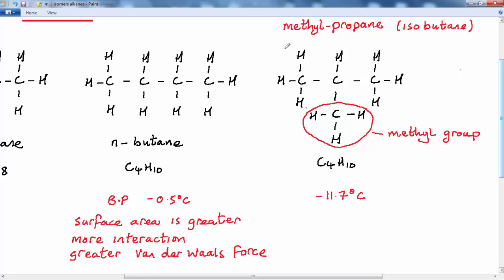So when we come to the methyl propane molecule, the overall surface area of the structure is smaller, therefore there will be less interaction between the molecules, and the resulting van der Waals forces between them will be weaker, which means that its boiling point will be lower. That's to say, this molecule finds it easier to get into the gas state, for example, than this one, because the van der Waals forces that hold it together are weaker.